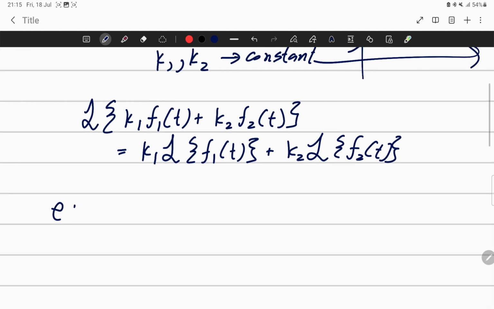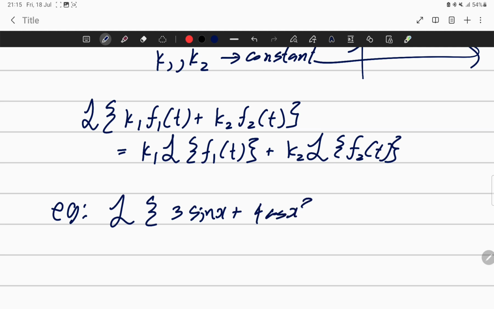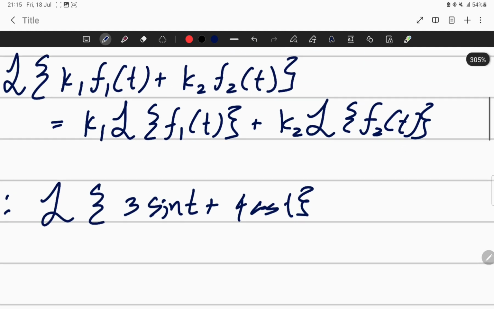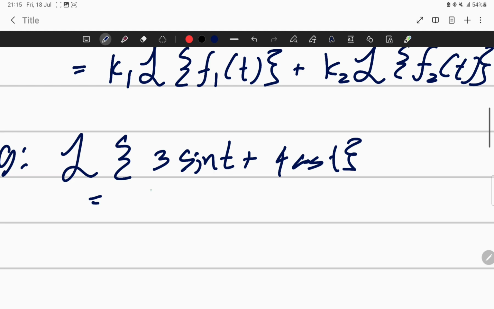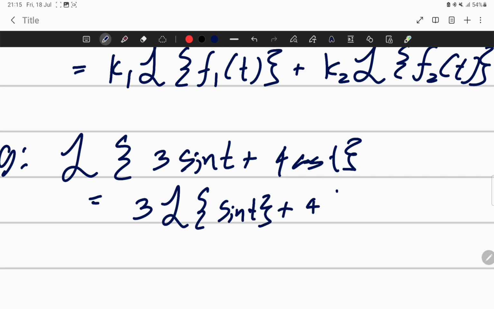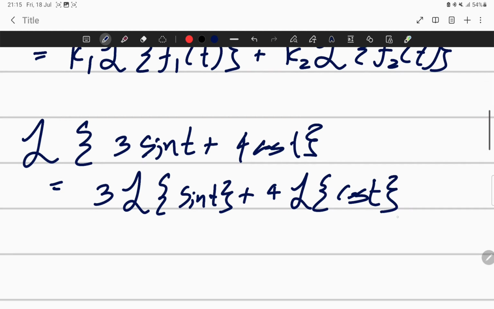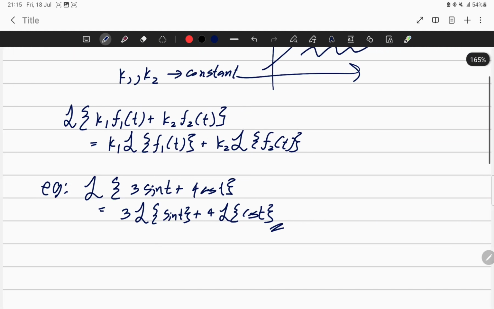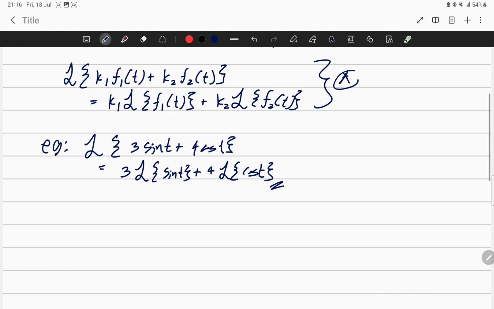Let's take an example. Let's say Laplace transformation of 3 sin t plus 4 cos t. The variable is t. If I have this, now I can write this as 3 Laplace transformation of sin t plus 4 Laplace transformation of cos t. This is what I meant. So let's prove this property.